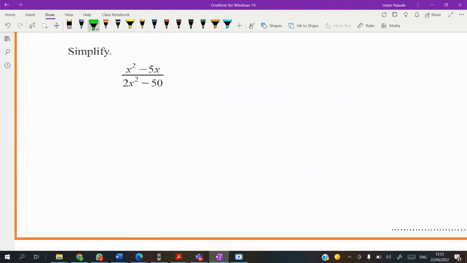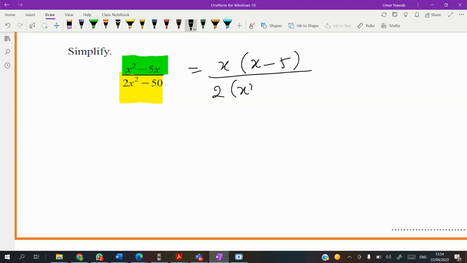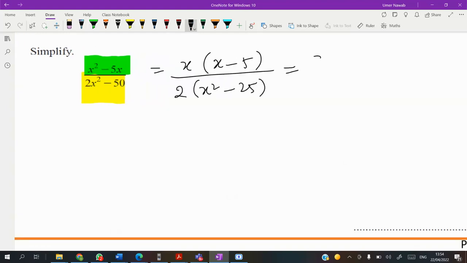Next, if you see here, x squared minus 5x. What is common? x is common, so x minus 5. In the denominator, what is common? 2 is common, and you will be left with x squared minus 25. So x squared minus 25. We have to apply the difference of two squares. So numerator same.